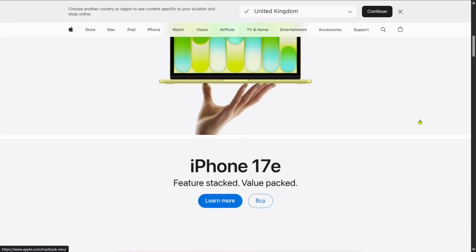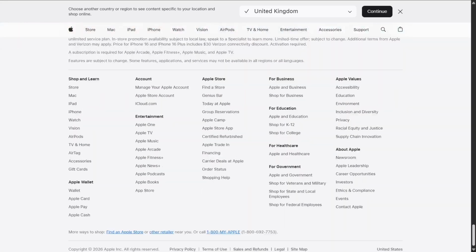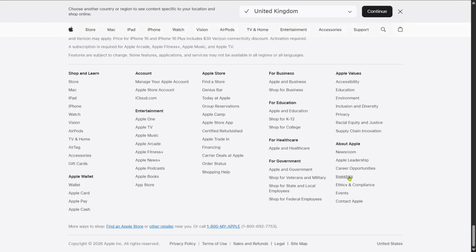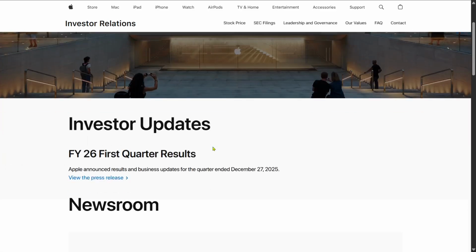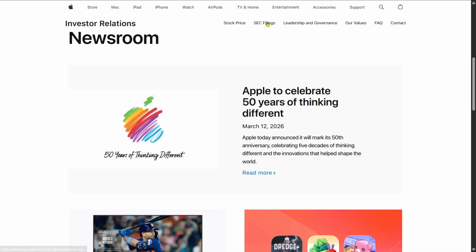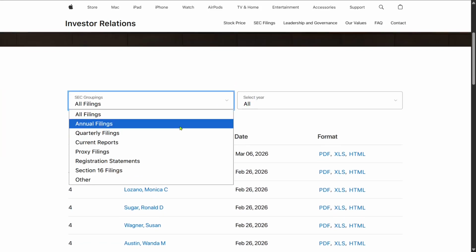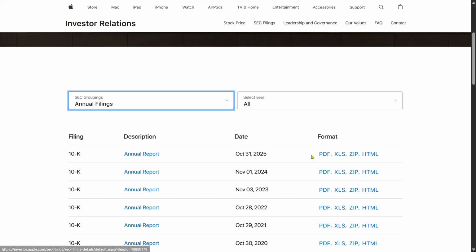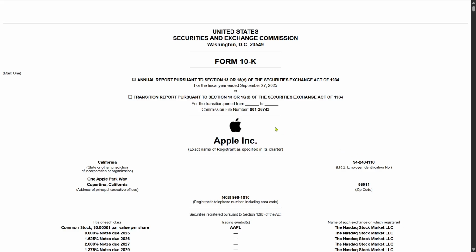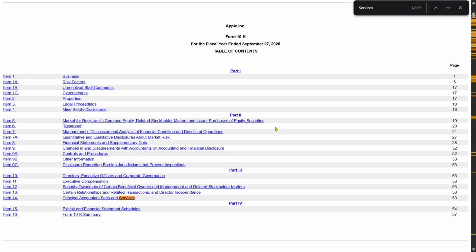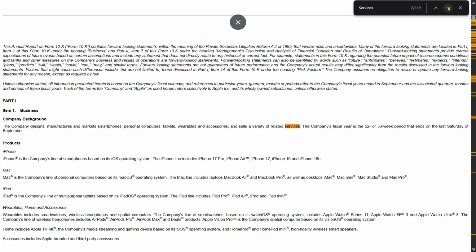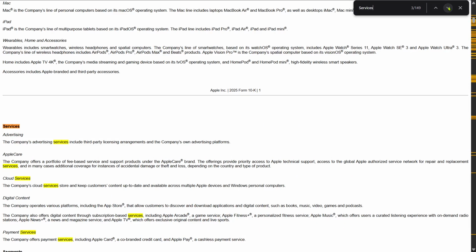Finally, let's verify our assumptions. What exactly is Apple's service revenue? By visiting Apple's investor relations page and opening their latest 10-K annual report, we can search Ctrl+F for services. It turns out it's much more than just the App Store. It includes advertising, AppleCare, iCloud, digital content, music and TV, and payment services, Apple Pay. This level of detail is the difference between a guesser and a researcher.